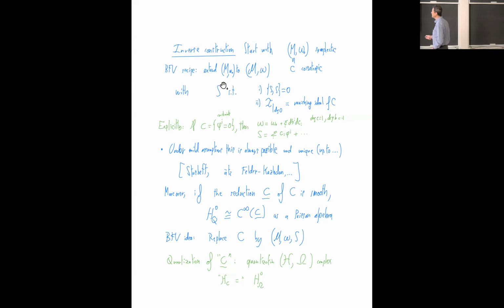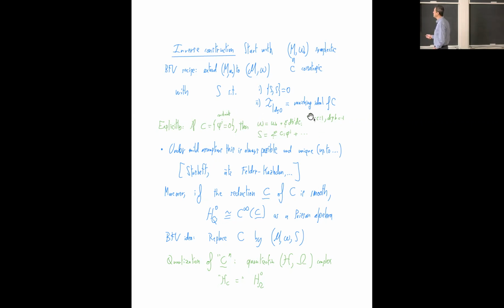So mainly what you have to do is extend M to curly M, extend omega naught to omega, and find a function S of degree 1 that Poisson commutes with itself, and such that the vanishing ideal of the Hamiltonian vector field of S in degree 0 gives you the vanishing ideal of C. Okay, so this was actually the construction by Batalin, Vilkovisky, and Fradkin. And let me give you the structure in a simple example where your submanifold C is given by constraints, the zeros of some functions phi I.